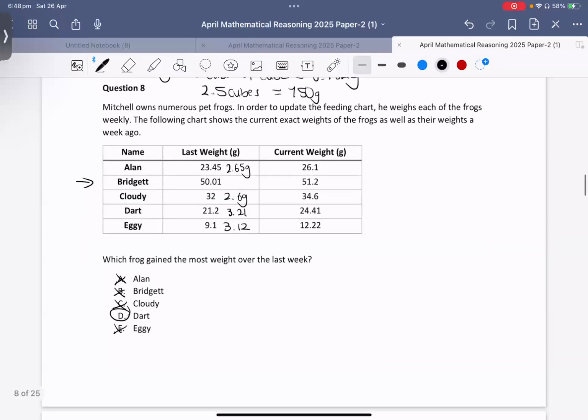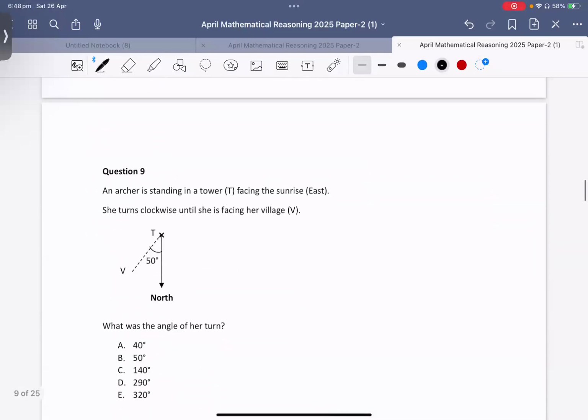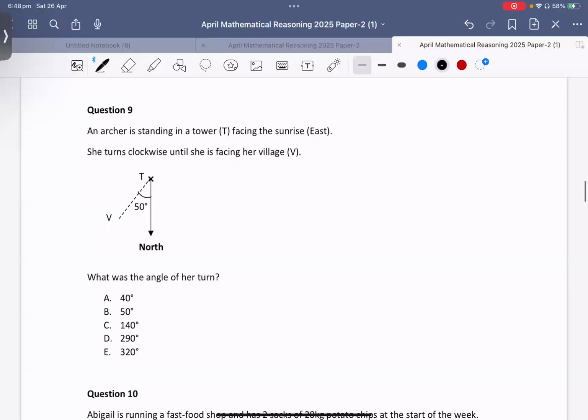Okay, cool. Question 9. Question 9 is a very classic directions question. An archer is standing in a tower T facing the sunrise, east. She turns clockwise until she's facing her village at V. What was the angle of her turn? So, if I could write down what's going on at the moment, can you see that north is actually facing what we would normally draw as the south option? So you need to draw what direction this archer is originally facing.